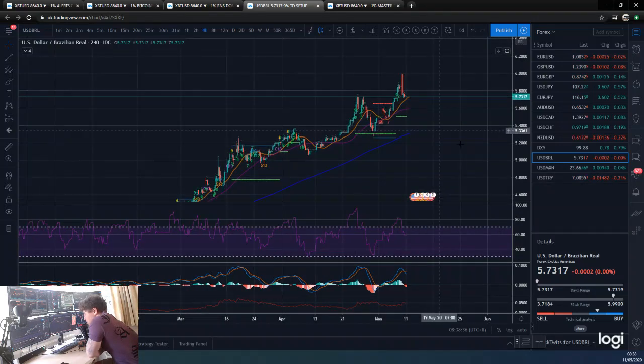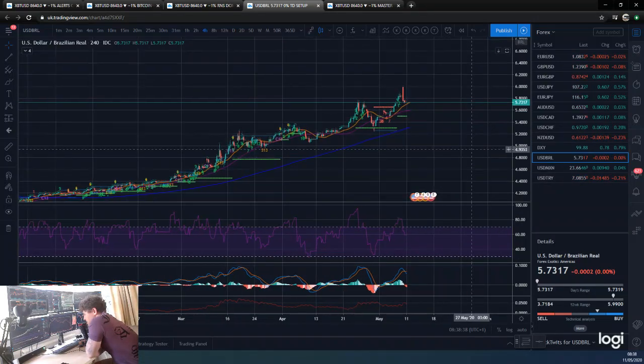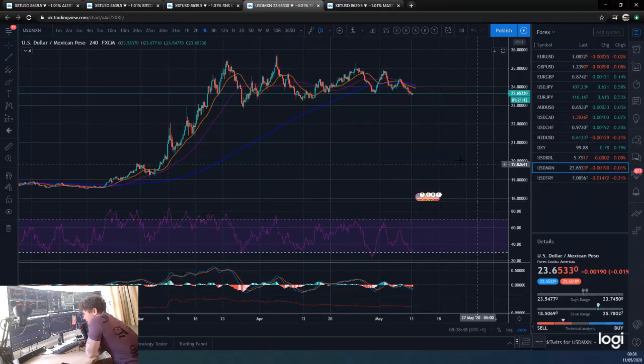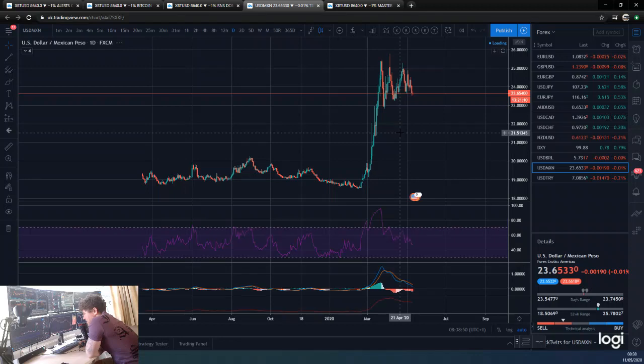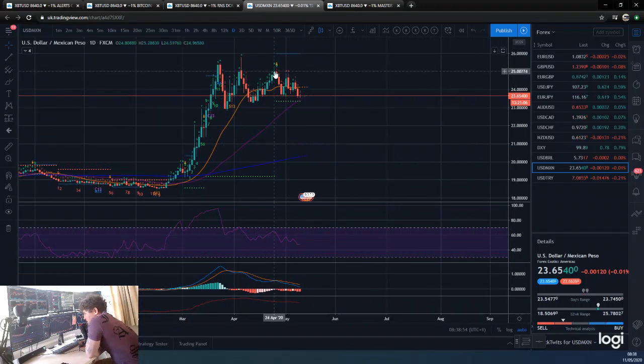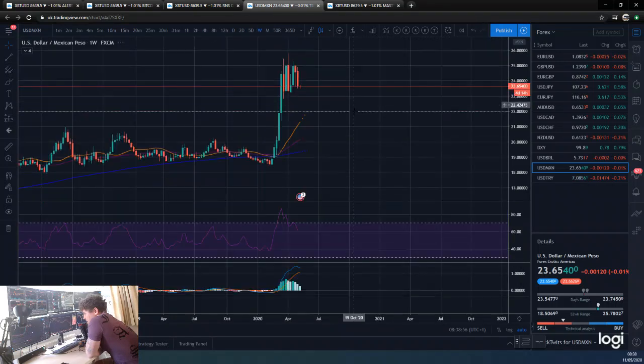I'm not sure how much fundamentally you want to back the Brazilian currency over the US dollar, but they are doing everything they can to try and weaken the US dollar, so maybe they will have some success in that, who knows. Then we've got a few pairs like this anyway, guys. Go over to the daily. We had obviously a 9 on the daily sell there.